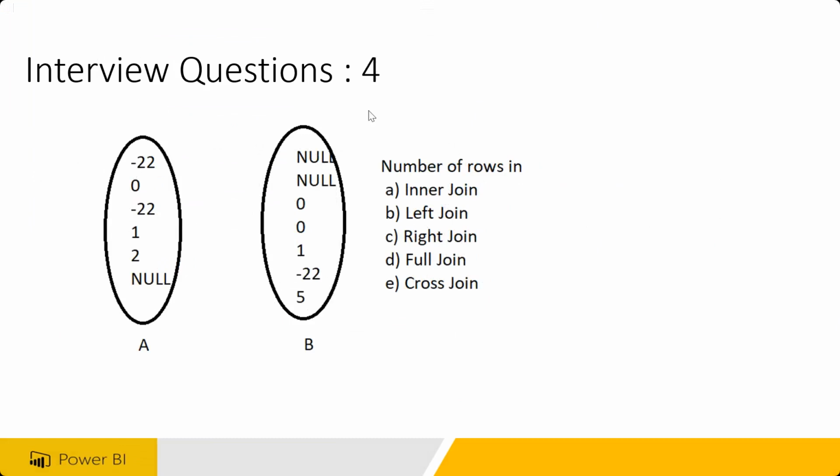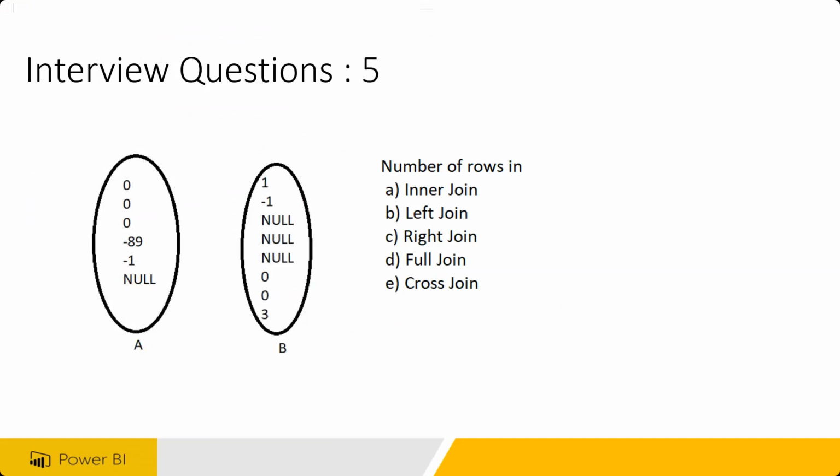So question number 4: -22, 0, -22, 1, 2, null, and null, null, 0, 0, 1, -22, 5. I wanted to know the number of rows in inner, outer, cross, and everything. So tomorrow you tell me the answers, not today. And don't discuss these answers in the Telegram group, WhatsApp, or emails. Nowhere should you discuss. Take your time, and tomorrow morning we'll connect. Everybody has to answer, whether it's right or wrong, it doesn't matter. I'll give you my solutions in tomorrow's class, but try to implement it today or tomorrow at the latest.